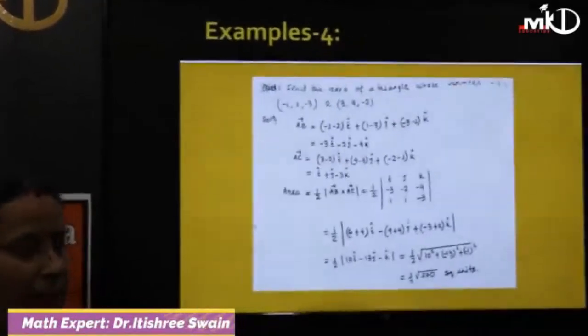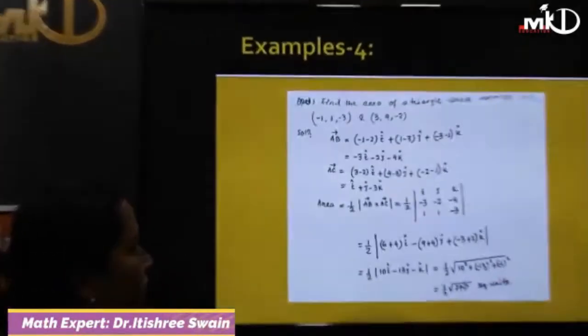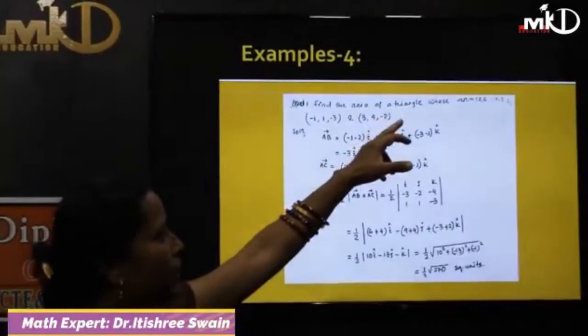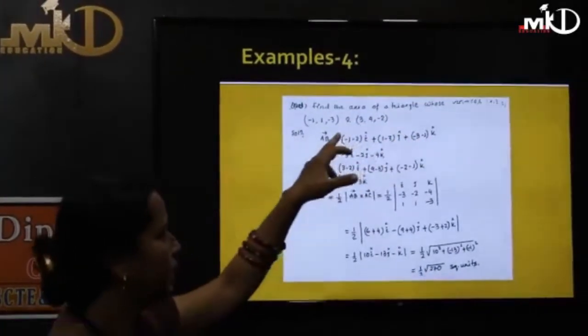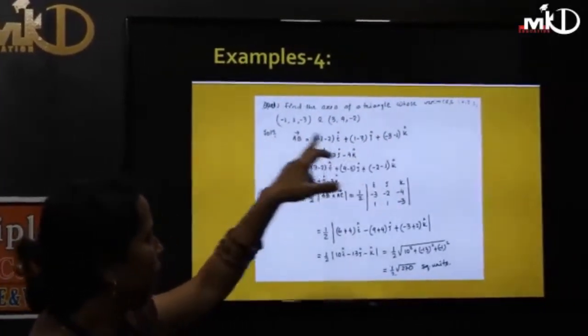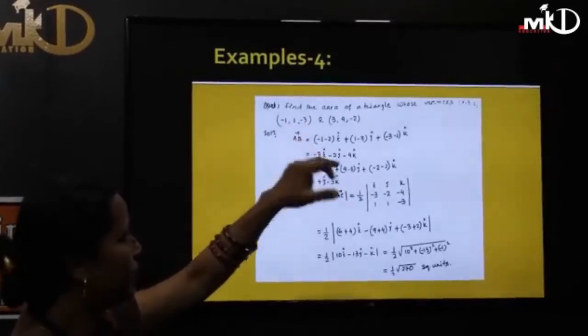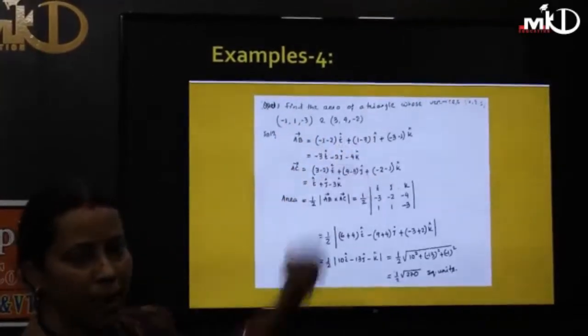Now we discuss another problem: find the area of a triangle whose vertices are (3, 1, -1), (1, -3, 3), and (4, -2).